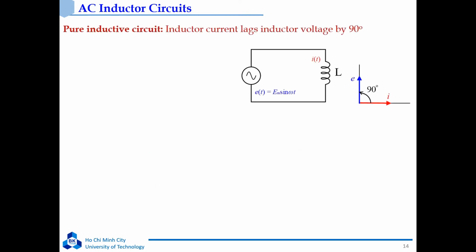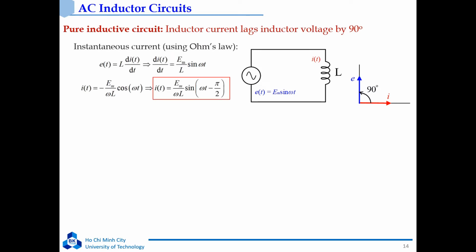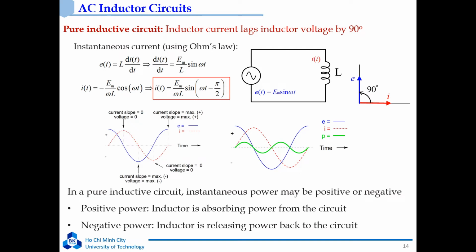This circuit only has one voltage source and one inductor. The current through the inductor can be calculated by using Ohm's law: I equals E divided by omega L sine omega t minus pi over 2. In the AC inductor circuit, the power may be positive or negative. Positive power means the inductor is absorbing power from the circuit, and negative power means the inductor is releasing power back to the circuit. For an AC inductor circuit, the voltage leads the current by 90 degrees in phase.